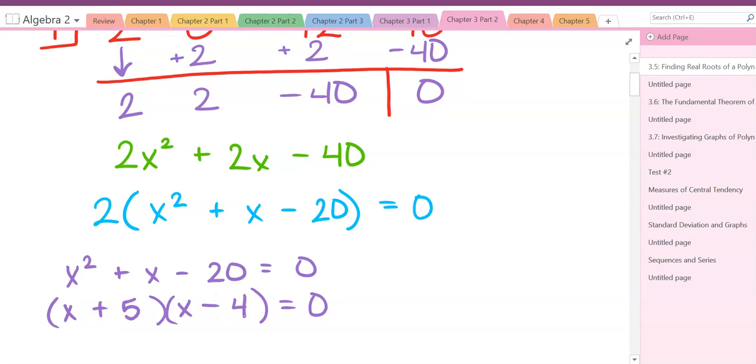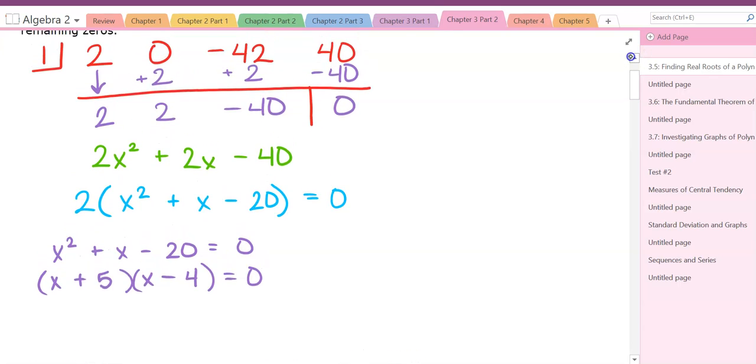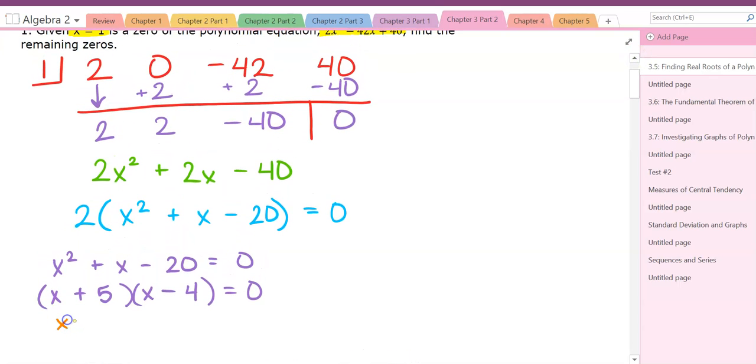Now how do I solve for x here? Set them equal to 0. So I'm going to do x plus 5 equals 0. Subtract 5 and you get negative 5. And then x minus 4, I set that equal to 0. I add 4. I get x equals 4.